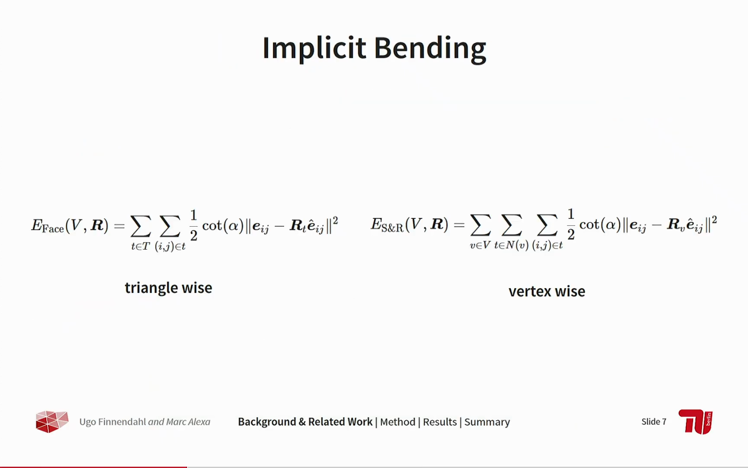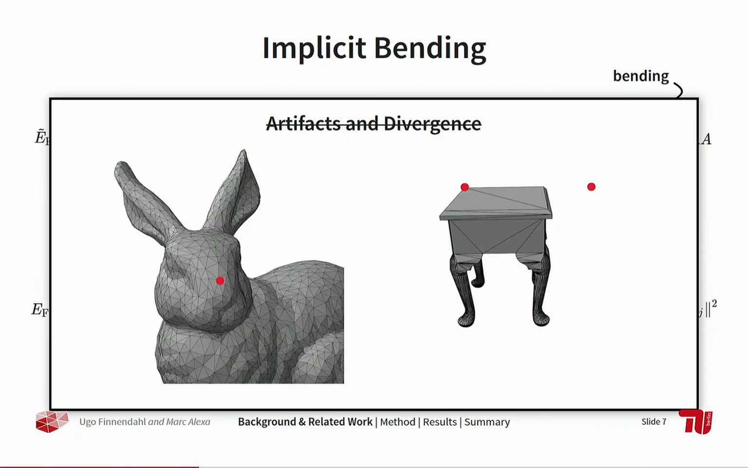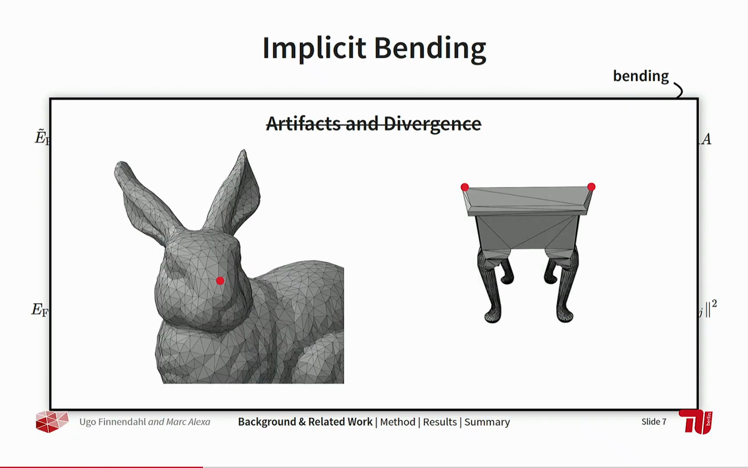And this allows them to find a continuous counterpart to the vertex-wise approach, which adds a bending term to the continuous energy that should be familiar to you from the last presentation. This bending term measures how much the rotation field varies by measuring the Dirichlet energy over the rotation field, dR, which is not dR, but R. So I will ignore the Y matrix here for this presentation. You can find the details in the paper. And this solves the artifact and divergence problems at the beginning.